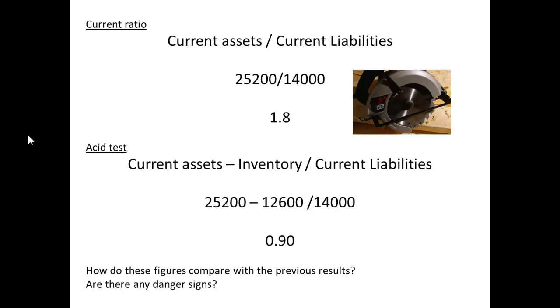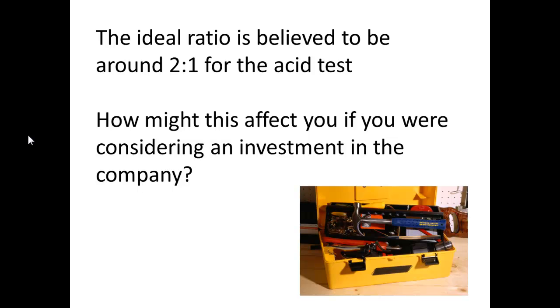So how do those figures compare with the previous results? Both those ratios are falling. So both of those could be danger signs. The ideal ratio is believed to be around 2 to 1 for the acid test. So, how might this affect us if we were considering investing in Miranda Hardware? Well, I think we'd probably say no.